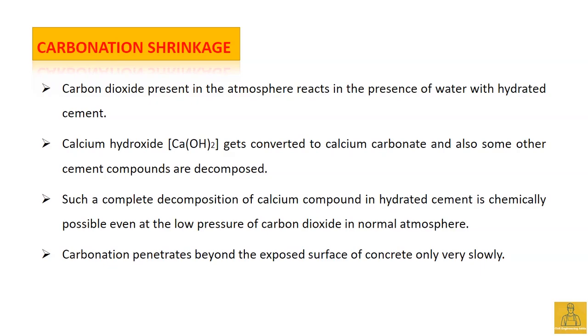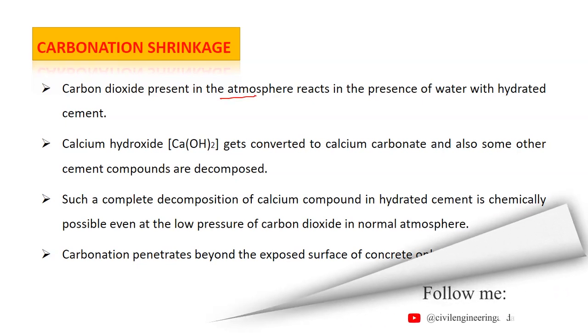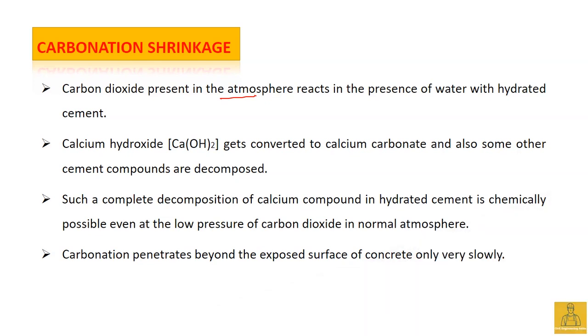In this video, let us discuss carbonation shrinkage. Carbonation shrinkage is because of the reaction of carbon dioxide present in the atmosphere with the hydrated cement. You know that cement is nothing but the compounds C3A, C2S, C3S, C4AF. These react with water and become hydrated cement. So hydrated cement is nothing but the end products of cement hydration.